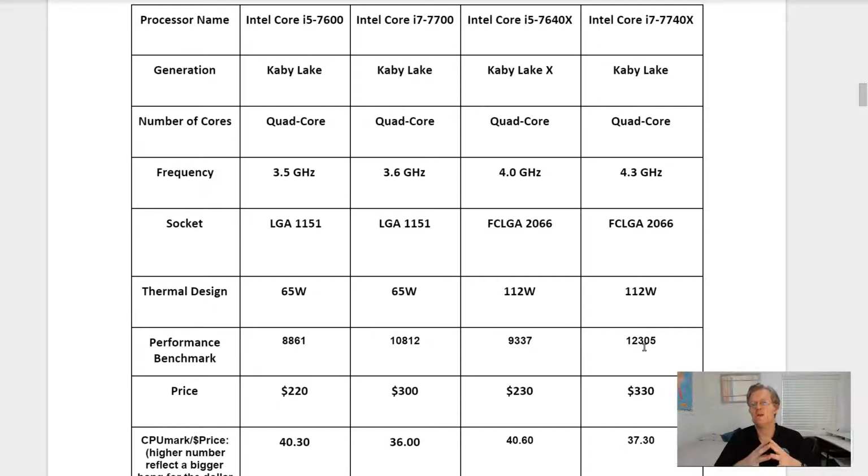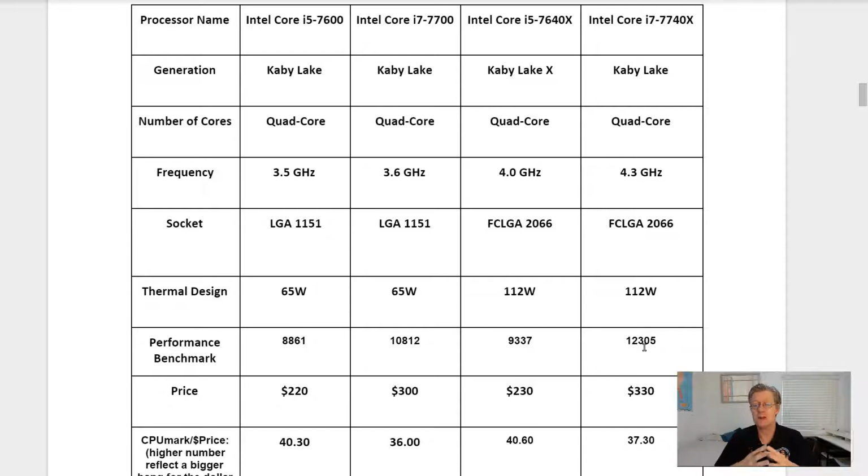Next we have the Intel Core i5-7640X. Now this is using the Kaby Lake X core and generation. So we might think of that as a little bit newer processor here. The number of cores, well again, it's a quad core, so there's 4 cores. The frequency is a little bit faster at 4 gigahertz. The socket that it fits into is the FC-LGA 2066, so it's a different socket than what we had previously.